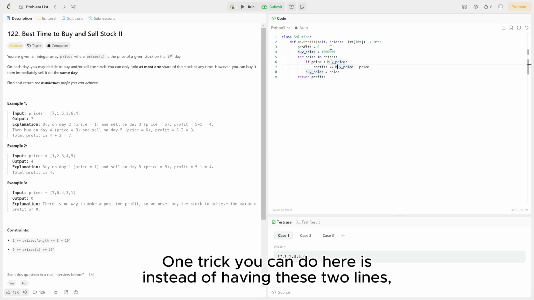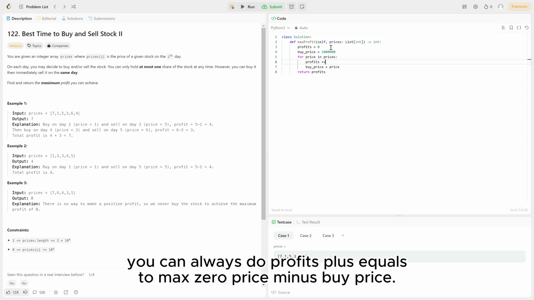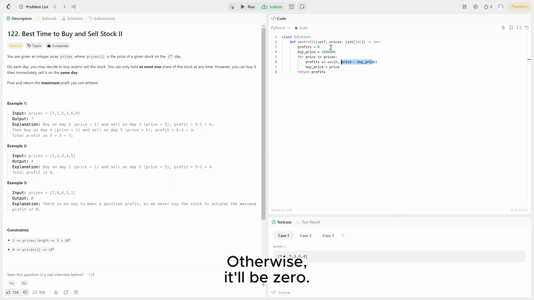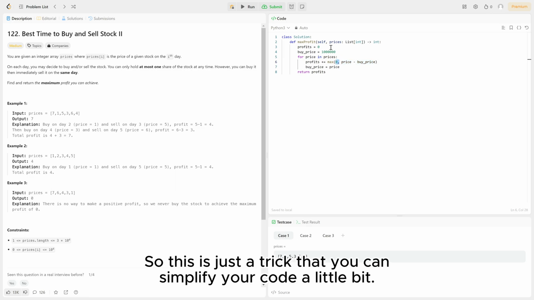One trick you can do here is, instead of having these two lines, you can always do profits plus equals max 0, price minus buy price. So that if this number is larger, you will get a positive profit, otherwise it will be 0. So this is just a trick that you can simplify your code a little bit.